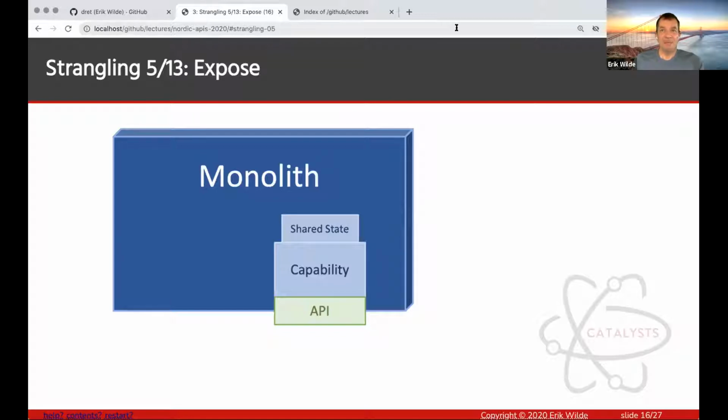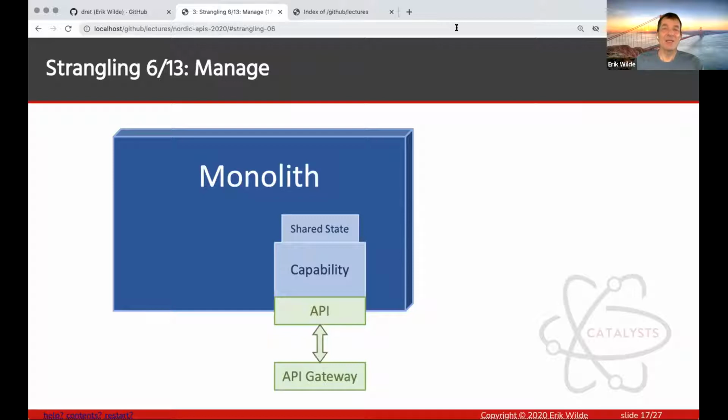For them, it's an API. So everybody using this capability can start ignoring the fact that it's, for now, part of your monolith. So you're exposing this capability through an API. Let's move on. Step number 6.